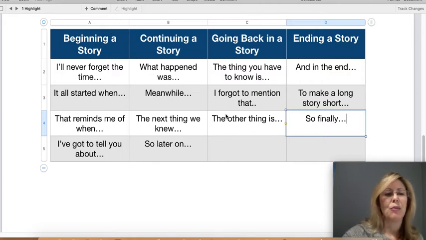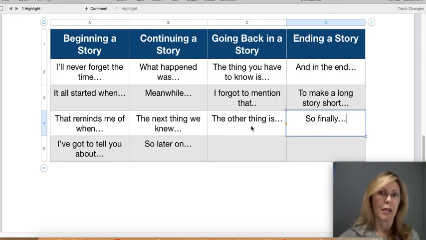So when we're in conversation, we're actually talking to people. This one, that reminds me of when, is pretty common. I've got to tell you about, pretty common. What happened was, you're going on with your story. Meanwhile, sometimes. Later on, those are pretty common. People say, oh, the next thing we knew, we were lost, sometimes. Going back in a story, this is pretty common. Oh, I forgot to mention. Or the other thing was or is. So these two are very common. To make a long story short, very common to use. So finally, blah, blah, blah. That's common. So there's a few of these that are pretty common in conversations when you're telling somebody about something.